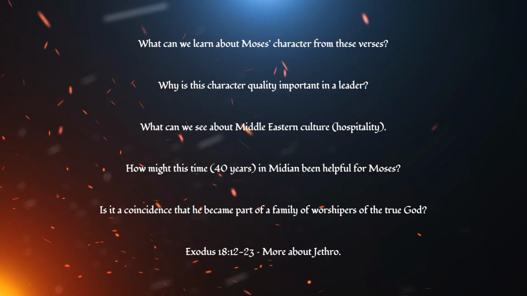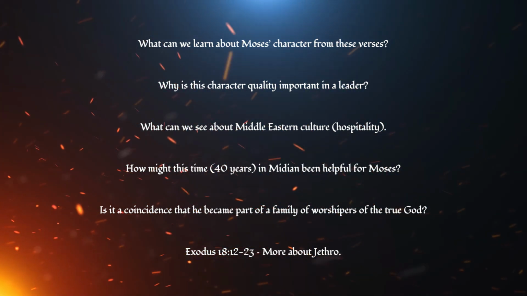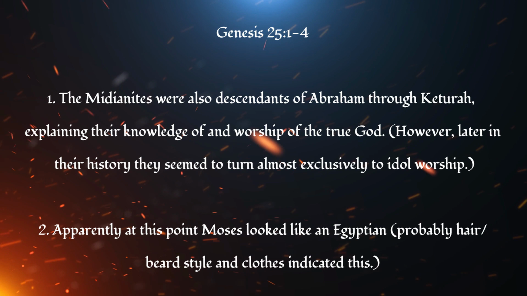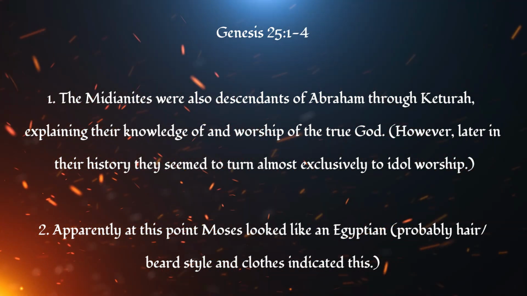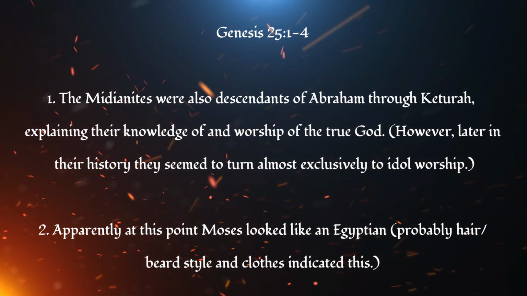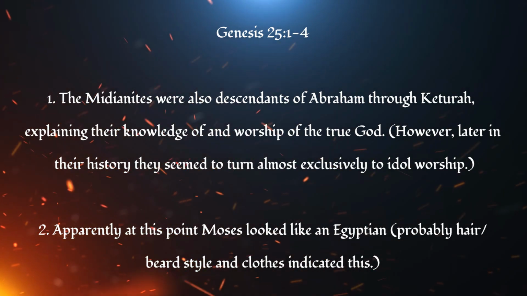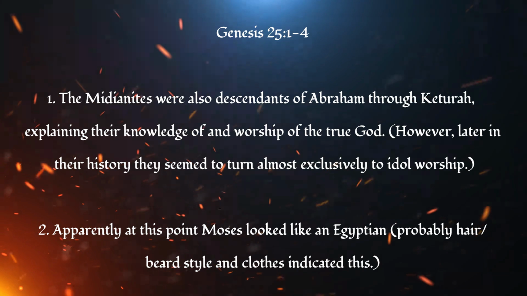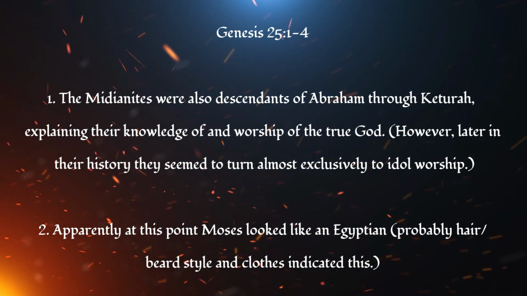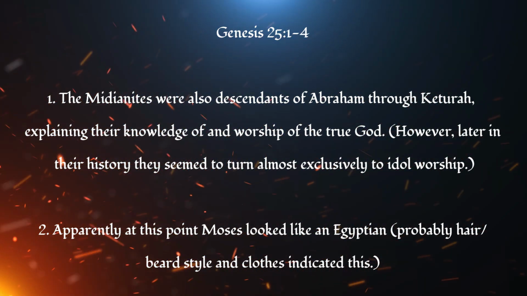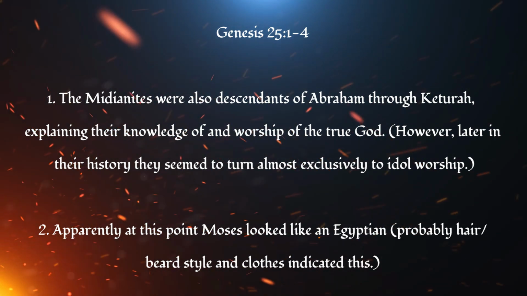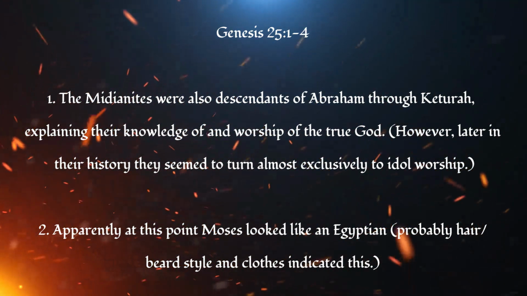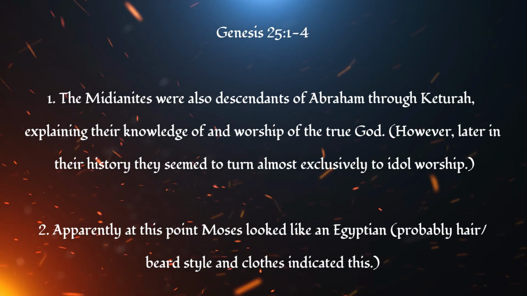Exodus 18:12-23. More about Jethro. Genesis 25:1-4. 1. The Midianites were also descendants of Abraham through Keturah, explaining their knowledge of and worship of the true God. However, later in their history, they seemed to turn almost exclusively to idol worship. 2. Apparently at this point, Moses looked like an Egyptian; his hair, beard style, and clothes probably indicated this.